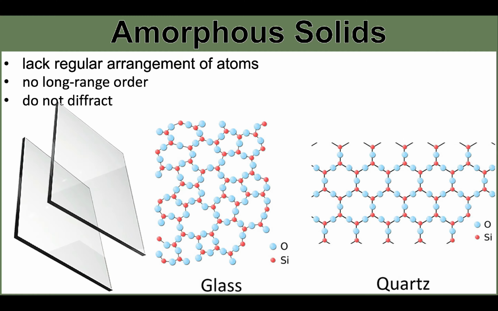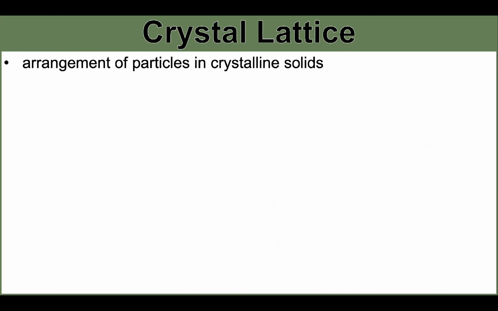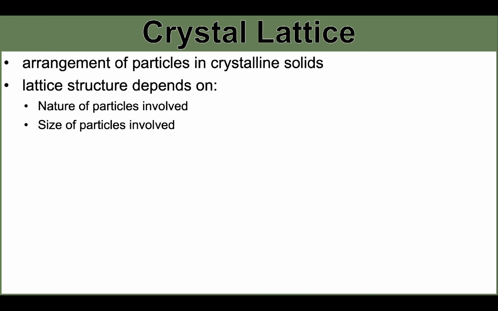So what are the distinguishing features of crystalline solids? To answer that, we have to further talk about the crystal lattice. You have to remember that the lattice structure of a crystal solid depends on the nature and size of the particles involved. It also depends on the intramolecular and intermolecular forces present.